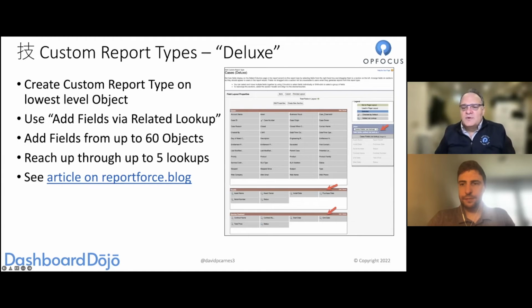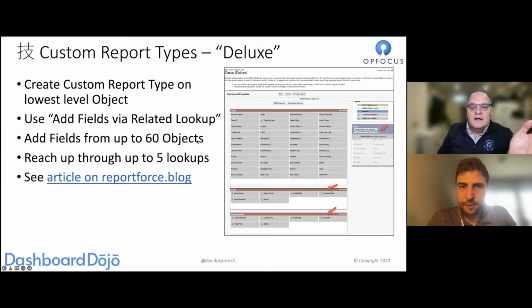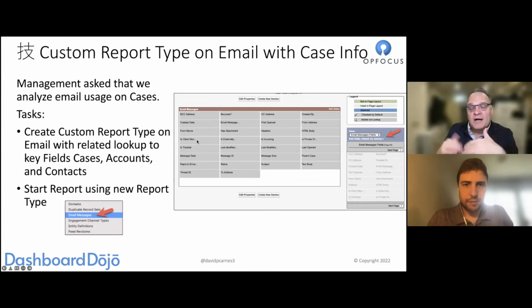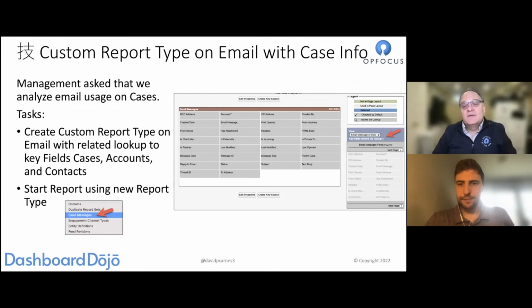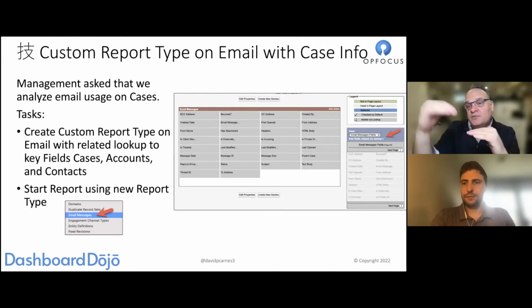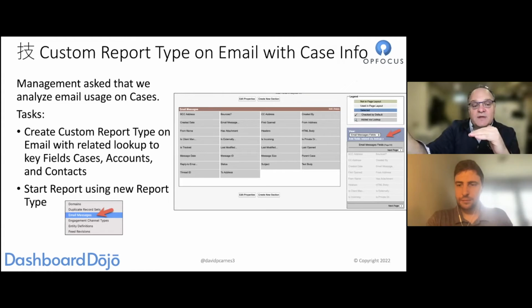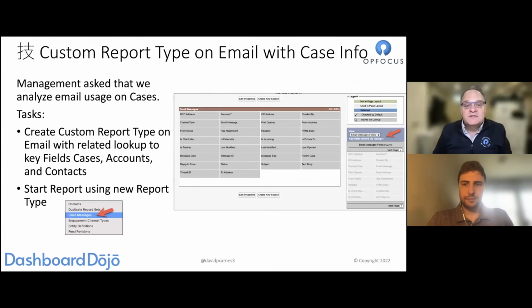So Kyle, I think I put up at the top of the chat the link to this blog article, but in case it's helpful to anyone, I'm just going to show you an example of this and why I think this is useful for service reporting. We'll create a custom report type on email with case info. We're going to pick the lowest level object, in this case, email. And then from there, we'll add fields related via lookup and pull in the case. We might also pull in contact information as well.